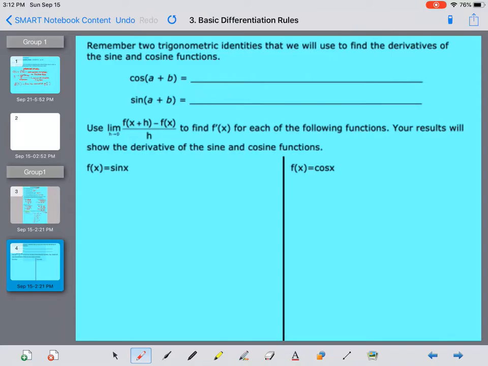So if we think about the cosine of a plus b, one of our identities said that the cosine of a plus b gave us the cosine. Okay. Actually, you know what? We will do this in class together because my pen is not working. It's going to look all craziness here.